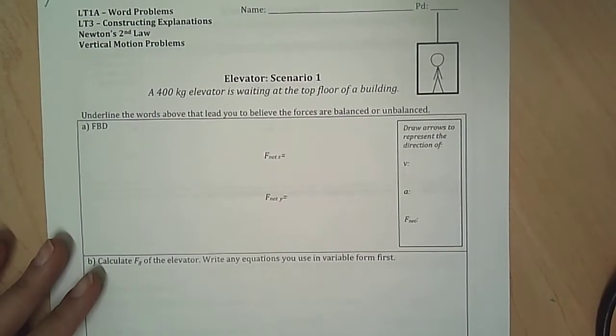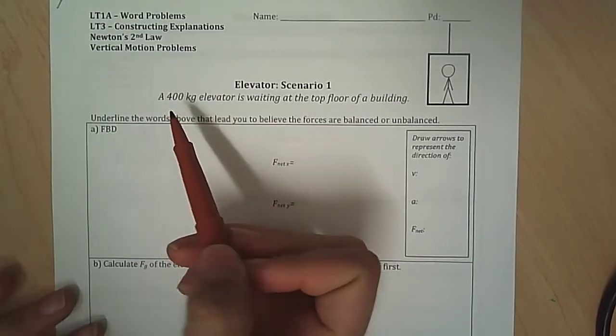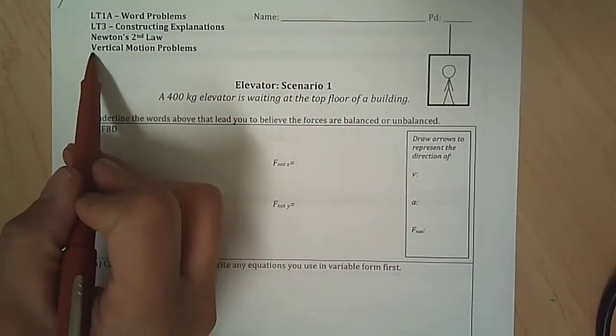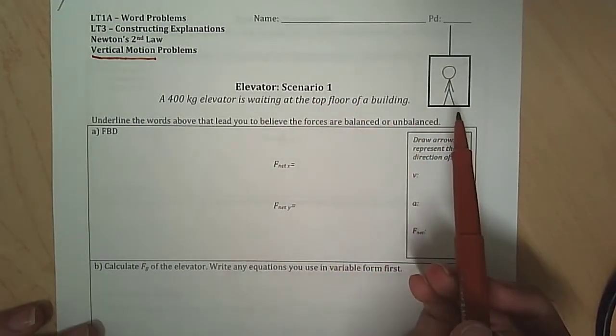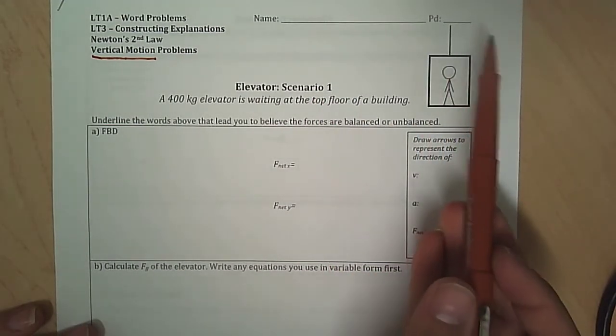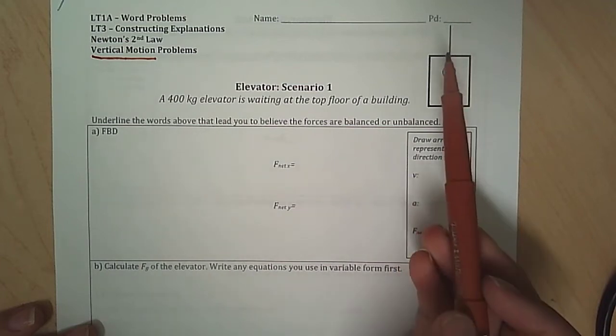I'm going to talk you through these scenarios. So now we are going to start doing vertical motion. So not just right and left, but up and down. So scenario one, we've got an elevator. Here is the picture of a person in an elevator that's being hung by a cable.